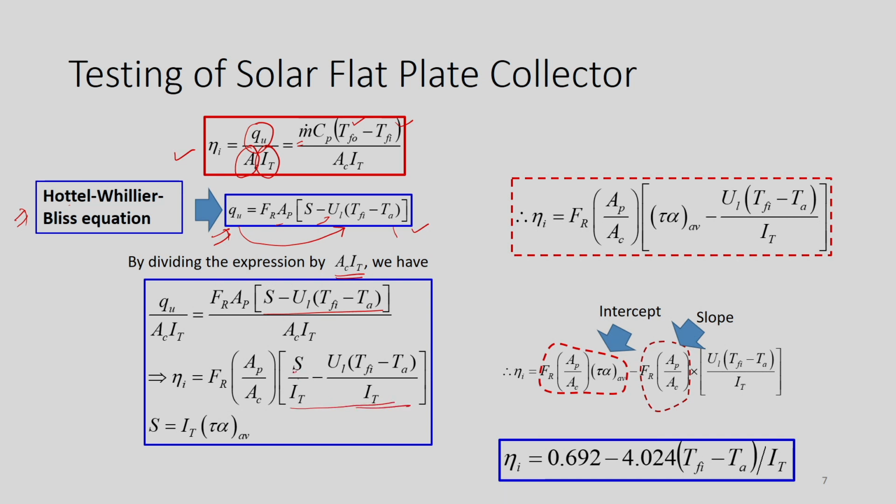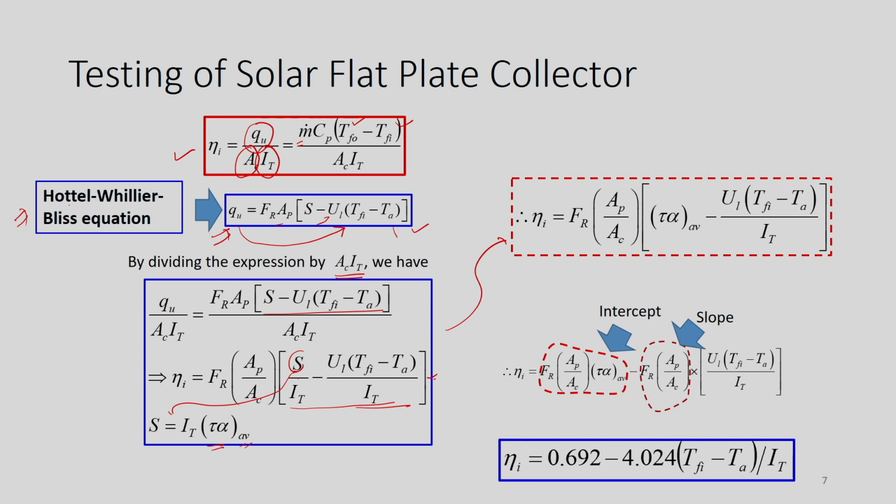Okay. Also, this S can be expressed something like this here. So, IT into tau into alpha average. So, it includes both beam and diffuse radiation. So, when we talk about average values of transmissivity and absorptivity, right. So, on substitution of this S is equal to IT multiplied by tau alpha average, then what we will have? So, this expression will be modified to something like this. Okay. So, tau alpha average minus UL into TFI minus TA divided by IT.